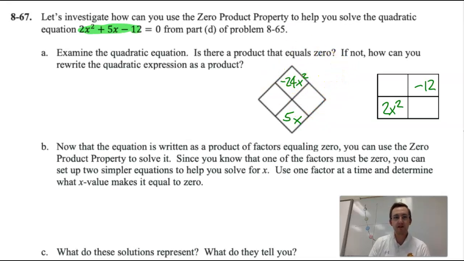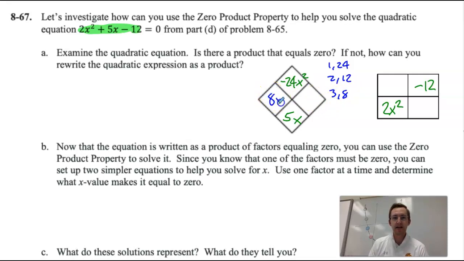So let's make a list of multiples. We've got 1 and 24, those don't add to 5. 2 and 12, those don't add to 5. 3 and 8, if we make one of those negative, they might actually add to 5. So let's plug those in.